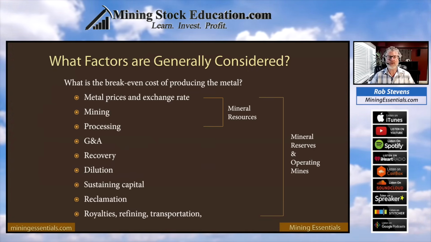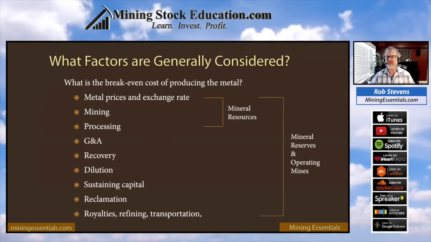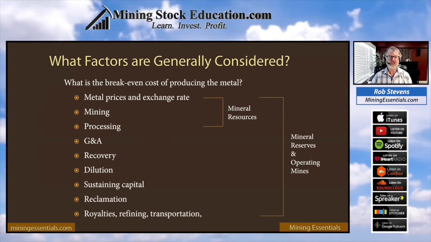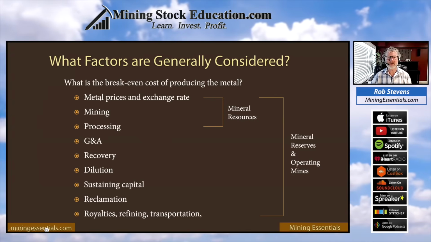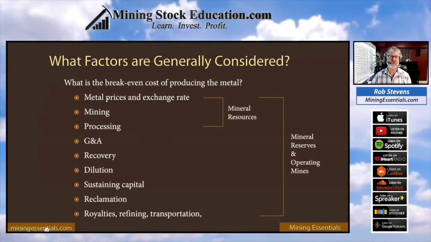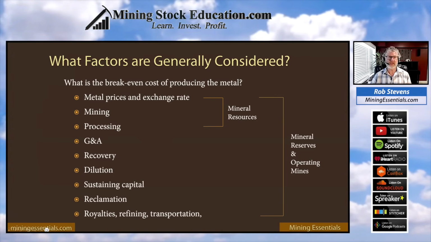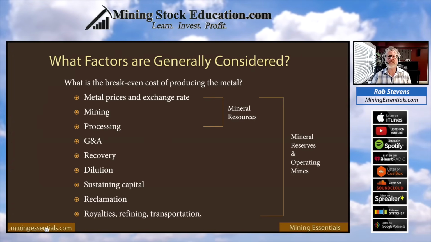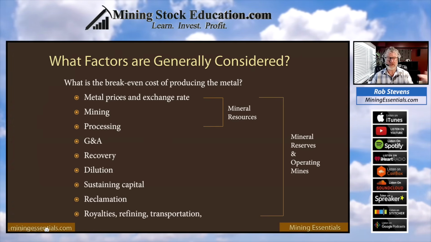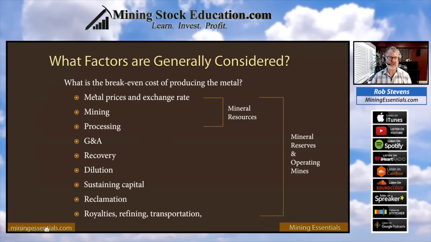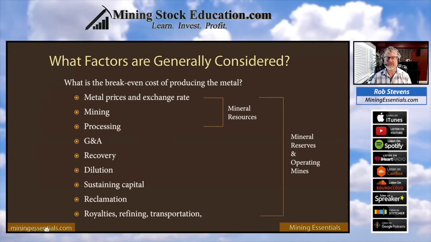So what factors are generally considered? How do we determine what the break-even cost of producing that metal is? So the first thing I would say here is metal prices and exchange rate. Obviously metal prices are key. First, you need to know what you are going to get paid for the products that you're producing in order to understand that break-even cost. So you always have to include metal prices.